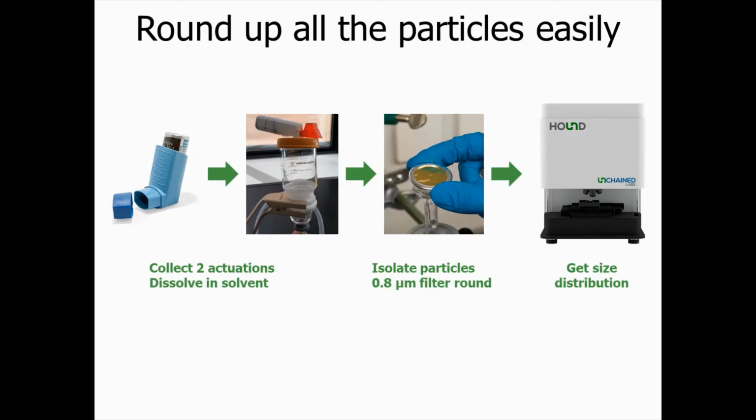2 actuations of a metered dose inhaler were collected in a particle-free and airtight collection device that you can see on the second picture from the left. To be able to quantify foreign particles, the API and excipient particles of the 2 doses need to be removed. To dissolve them, 70 milliliters of solvent was added. The liquid was then filtered using our 0.8 micrometer filter round to isolate the insoluble particles on the filter. The particles are then set to dry out and directly mounted on Hound for automated count and sizing.